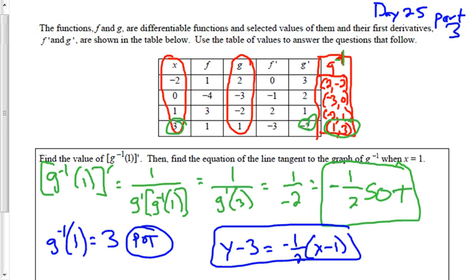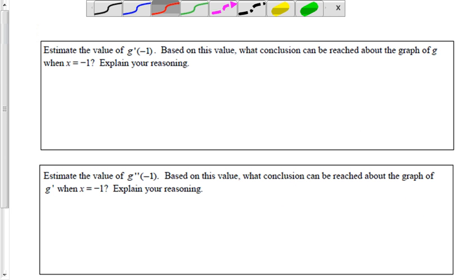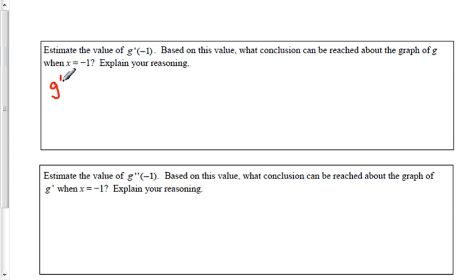Perfect. All right, so this next question is going to ask us to estimate the value of g prime of -1. To estimate, we're going to use the slope of the secant line. What conclusion can be reached about the graph of g when x equals -1? If the slope of the secant line is positive, we say it's increasing. If it's negative, we're going to say decreasing. So looking at the table up above, for an estimation of g prime at -1, we're going to use -2 and 0.